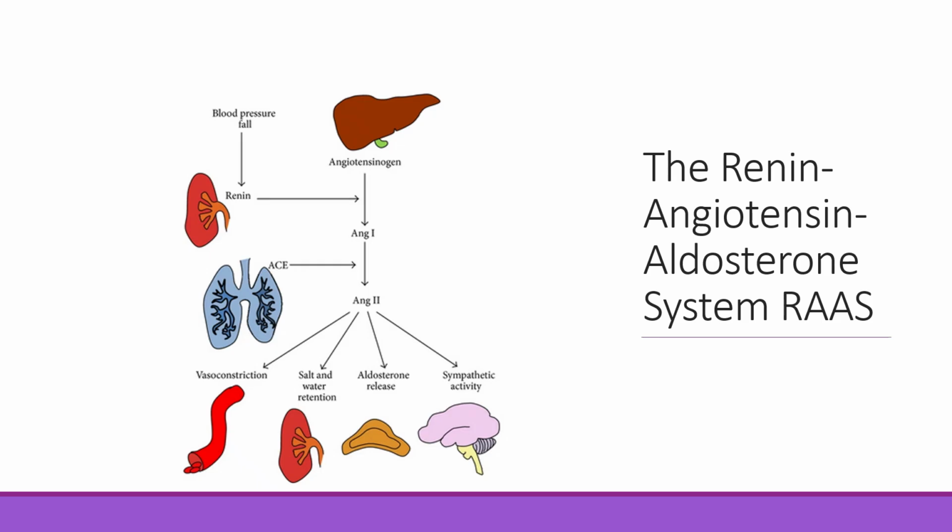So again, it always starts at the kidney. Got low blood pressure for some reason. The kidney's going to release renin. The renin's going to act on the angiotensinogen, which came from the liver, and convert that into angiotensin 1. ACE from the lungs is going to convert it into angiotensin 2, and then angiotensin 2 is going to go out and do things like vasoconstriction in the systemic circulatory system, salt and water retention at the kidney, aldosterone release at the adrenal gland, and sympathetic activity in the brain, including increased thirst.